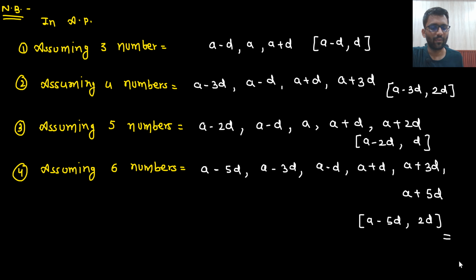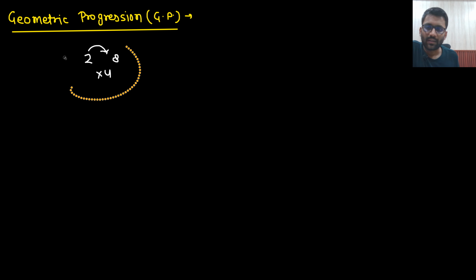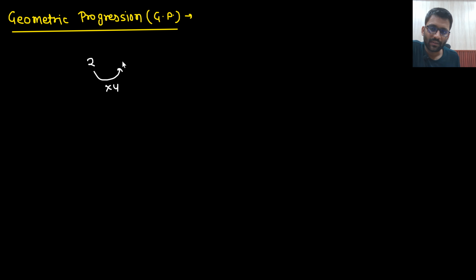Okay. We will now move to geometric progression. In geometric progression, what happens? Every number is a multiple of the previous number. Like if first is 2 and my second number is 8, so 2 multiplied by 4 is 8. Then 8 multiplied by 4 will be 32. And 32 multiplied by 4 will be 128. So in this manner it will go.